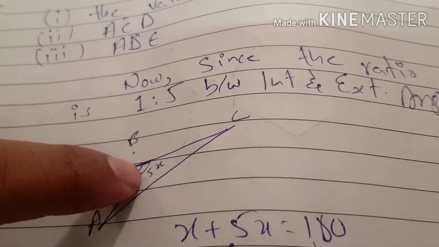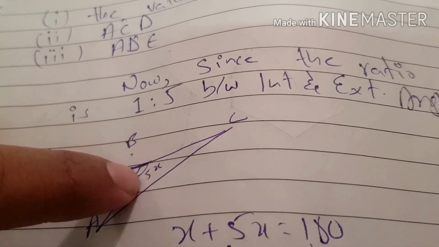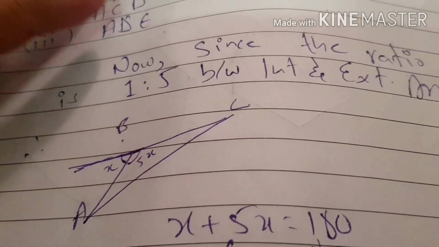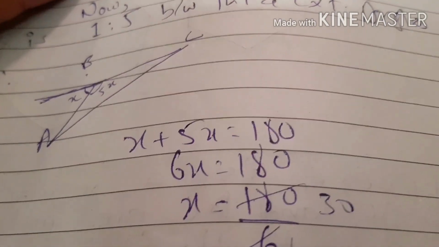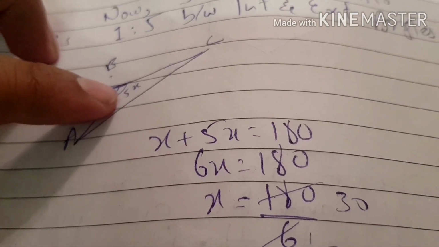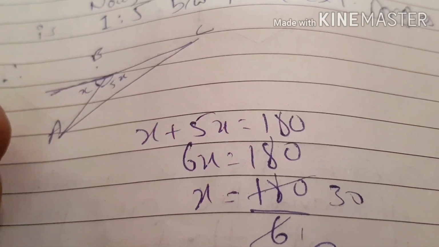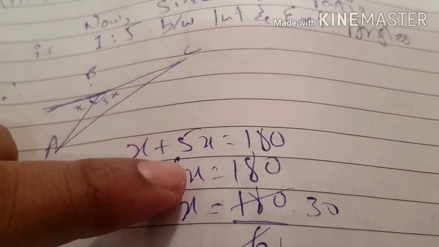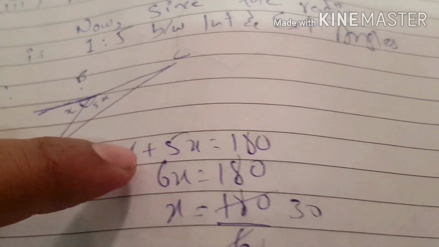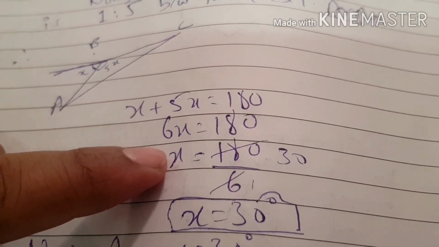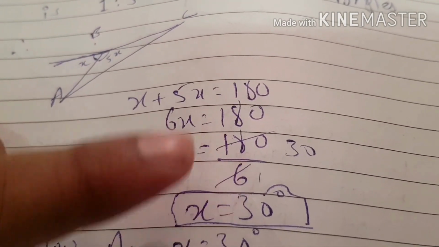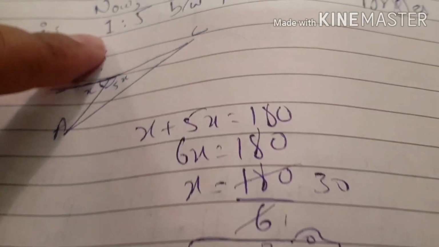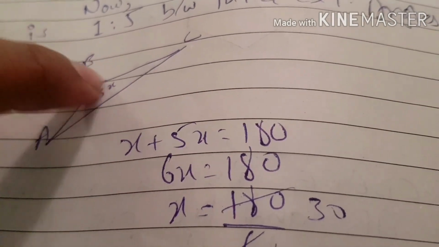As we know, this is a straight line, and all angles on a straight line equal 180. So x plus 5x equals 180. Now 6x equals 180 because x plus 5x is 6x. We need to find the value of x. 6 goes over there, gets divided, we get 30. Now this 30 is the value of x which is used over here.